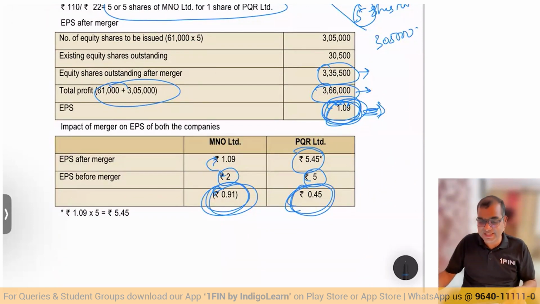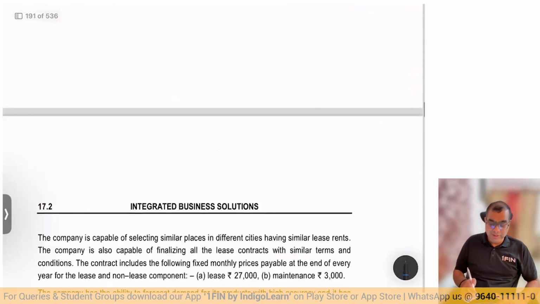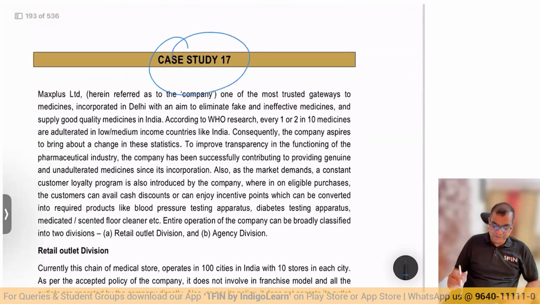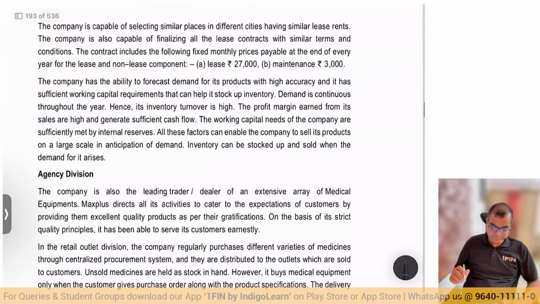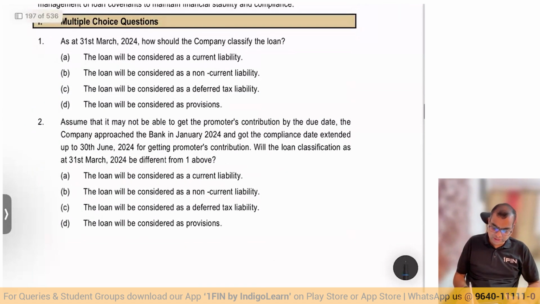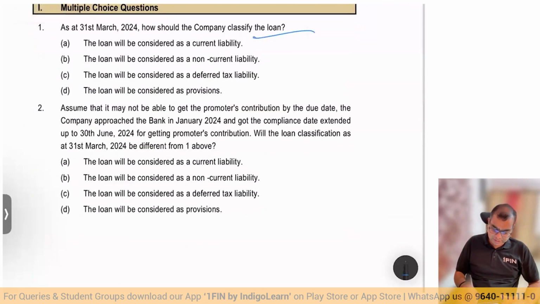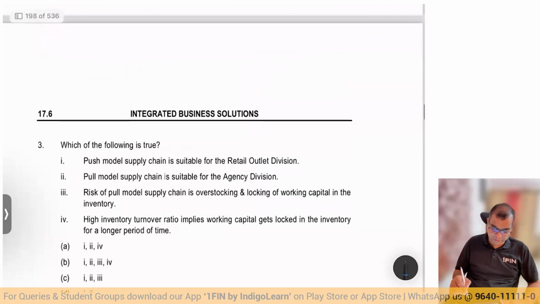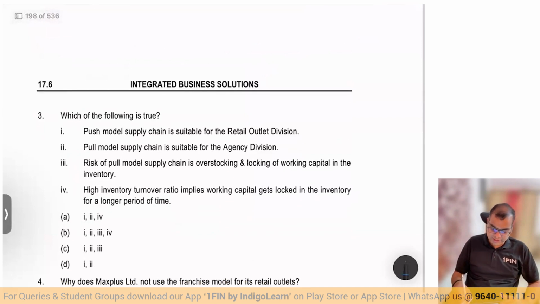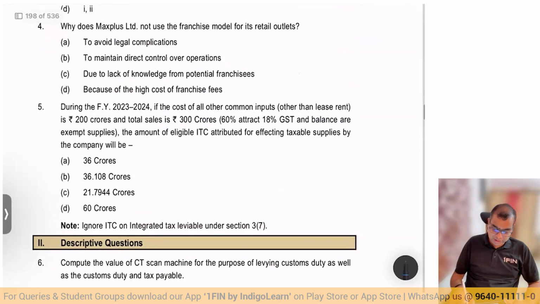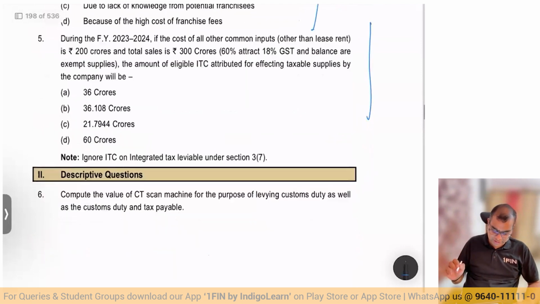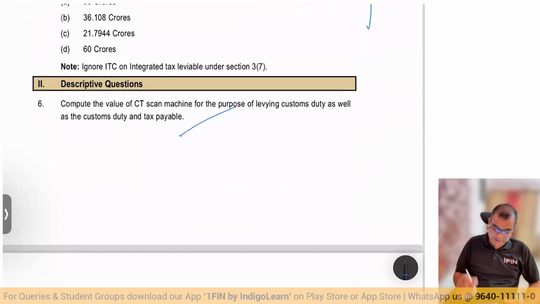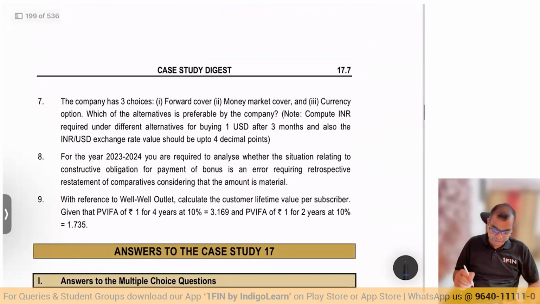Next, we are going to question number 17. This is case study number 17. Let us look at the questions again directly. How to classify the loan, FR. Then liability, current liability, FR. This is not our problem. Which is true. This is again SCMP or SM. What does it use for model for retail outlets? We don't care. This is not our thing. GST is nothing to do with us. Compute this value of CT, customs duty, nothing to do with AFM.